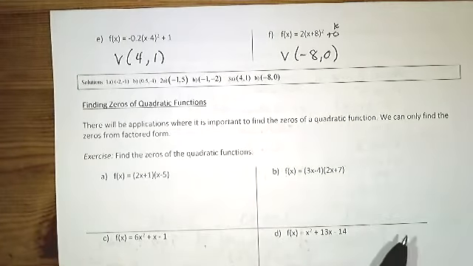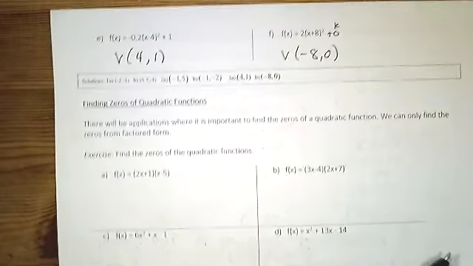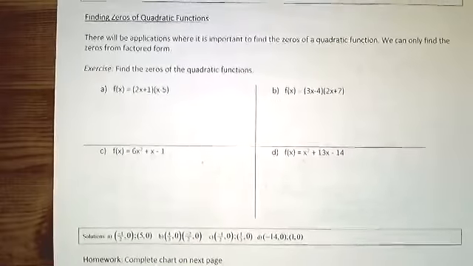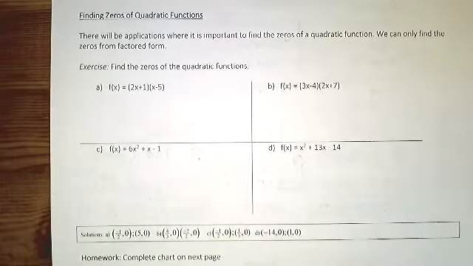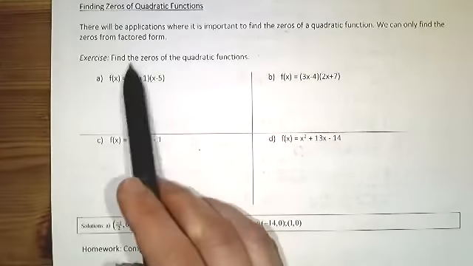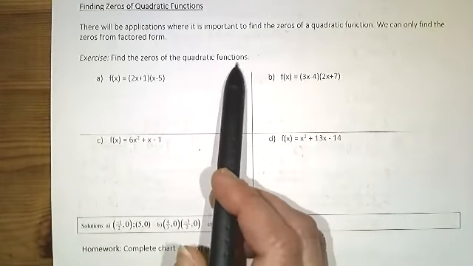Like I said before, you're always welcome to try them first and then come and watch the video if you don't get the answers correct. Finding zeros of the quadratic function. There will be applications where it is important to find the zeros of the quadratic function. We can only find the zeros from factored form. So find the zeros of the quadratic function.